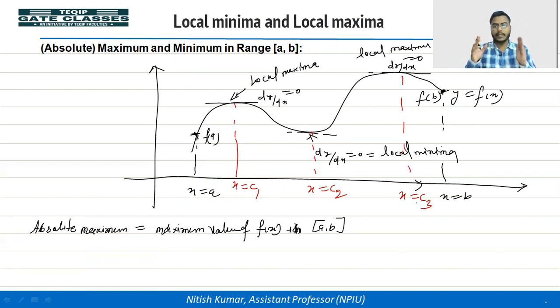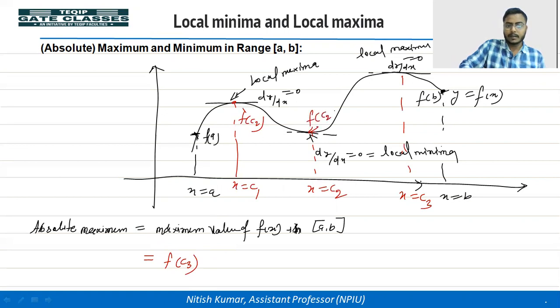c3. You have to see the maximum value of the function between a and b. So from the graph you can see the maximum value of f(x) is f(c3). At this point the functional value is f(c2), at this point it is f(c1), and at this point f(c3). So you have to see which functional value is maximum between a and b. In this case you can see here f(c3), the functional value at x is equal to c3, right?